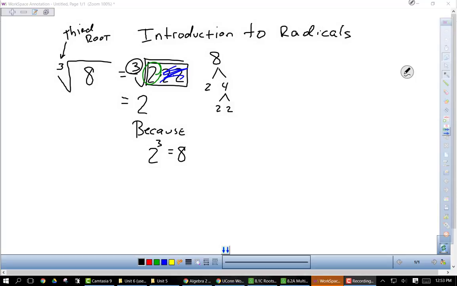Okay, we have cubed roots and exponents. They kind of go hand in hand, but we're just going to talk about radicals right now. We'll get to exponents in another section. So let's get into some maybe harder problems.